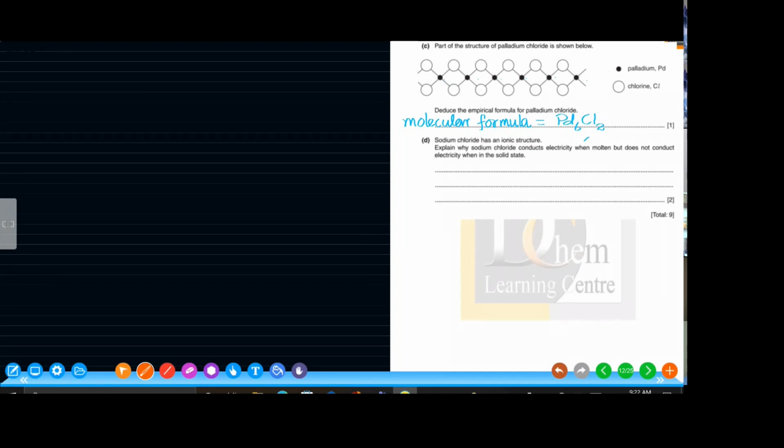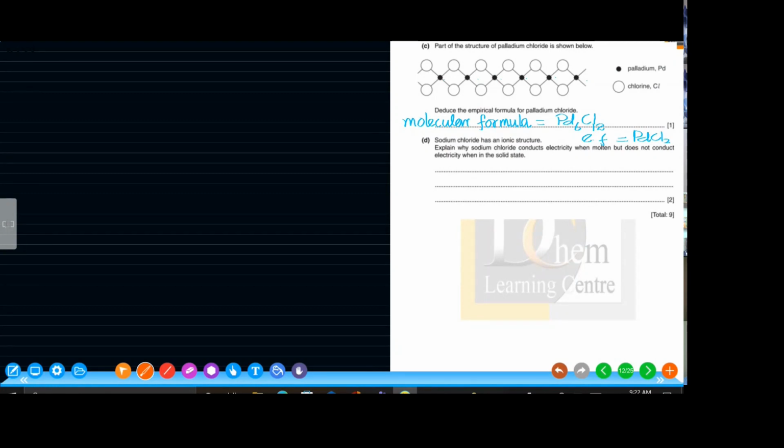But the empirical formula means the simplest ratio of them. Then it becomes palladium chloride, PdCl2, right? Next one. Sodium chloride has ionic structure.